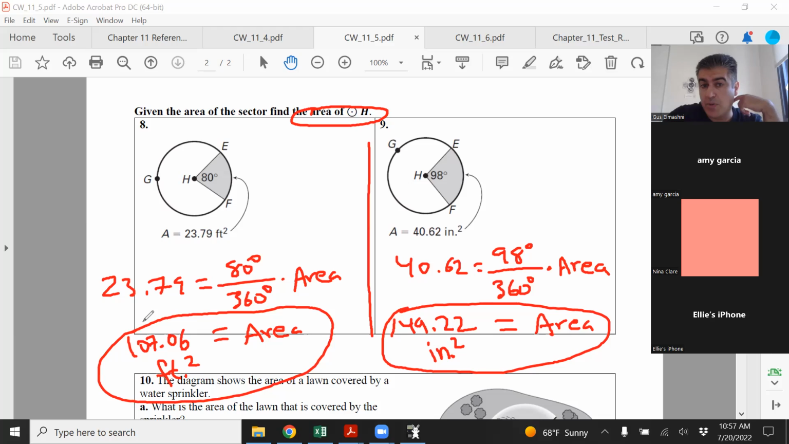And of course, the area of the circle is bigger because the sector is a smaller part of it, right? So that's 8 and 9.